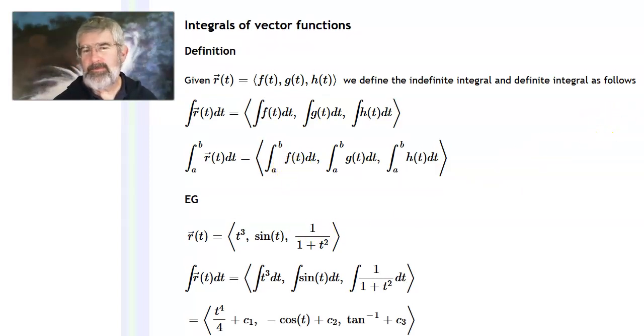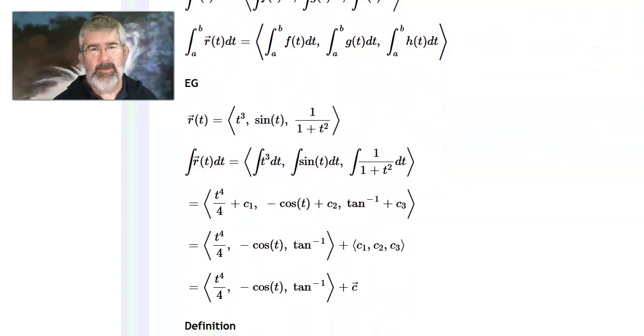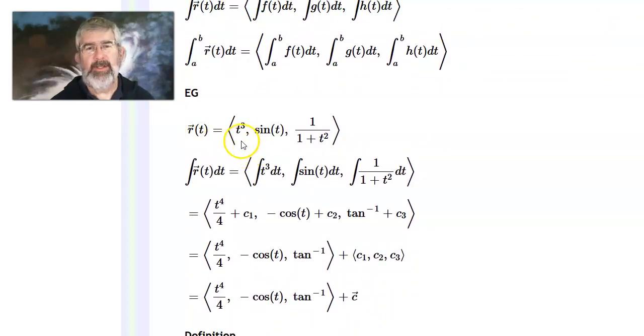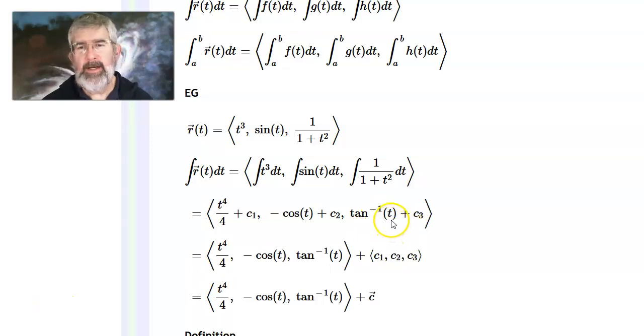One quick example. Here we go. My r(t) is t cubed, comma, sine t, comma, 1 over 1 plus t squared. And so to integrate that, I would just integrate each of the individual components. t cubed integrates to t to the fourth over 4 plus constant 1. Sine of t integrates to minus cosine t plus constant 2. And 1 over 1 plus t squared integrates to the arctan of t, plus c3.